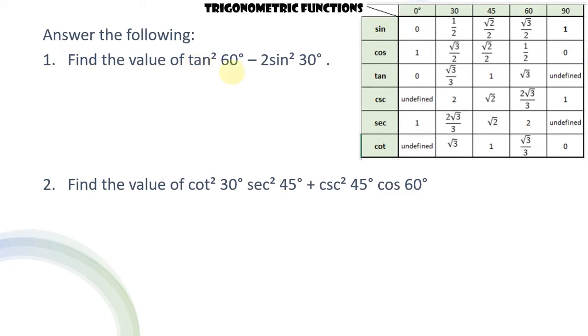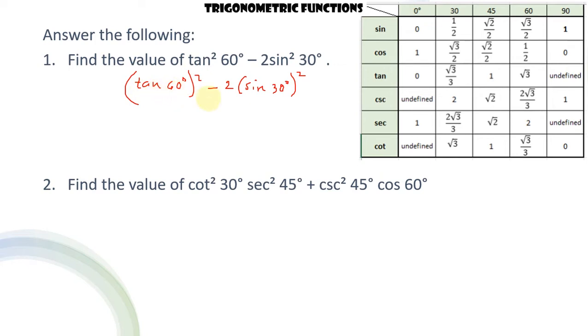Tangent squared 60 degrees is the same as tangent 60 degrees, squared, minus, of course, 2 times sine squared 30 degrees, which is the same as having the square root of sine 30 degrees. Then afterwards, we look for the exact value of tangent 60 degrees.